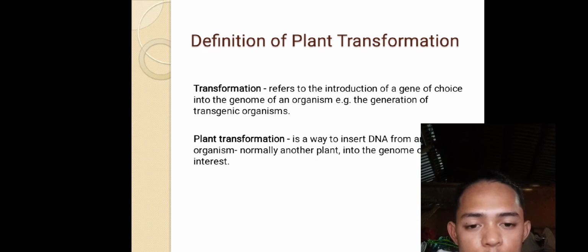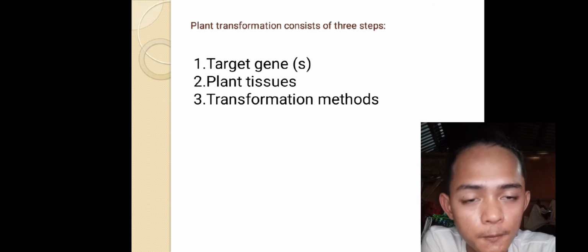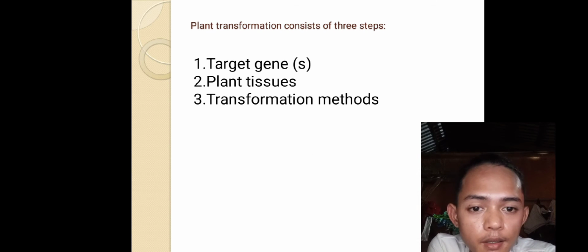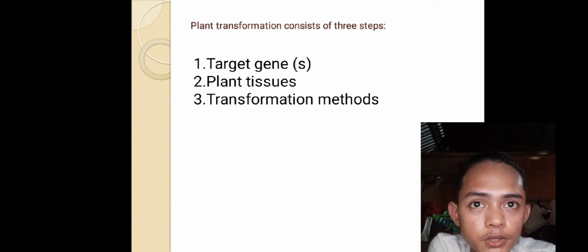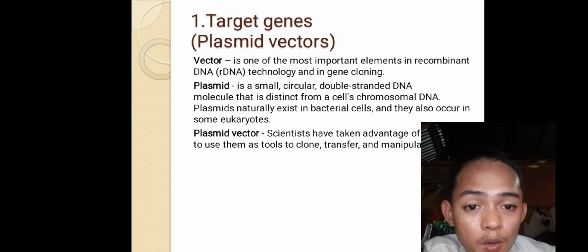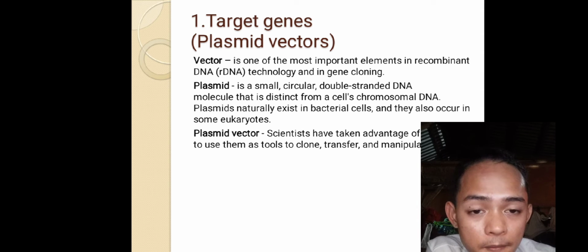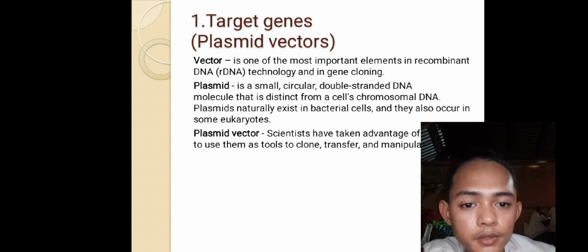And currently, Agrobacterium-mediated transformation is the most commonly used method for plant genetic engineering because of its relatively high efficiency. Plant transformation consists of 3 steps: target genes, plant tissues, and transformation method. Let's discuss what target genes are. Target genes have a vector, plasmid, and plasmid vector.